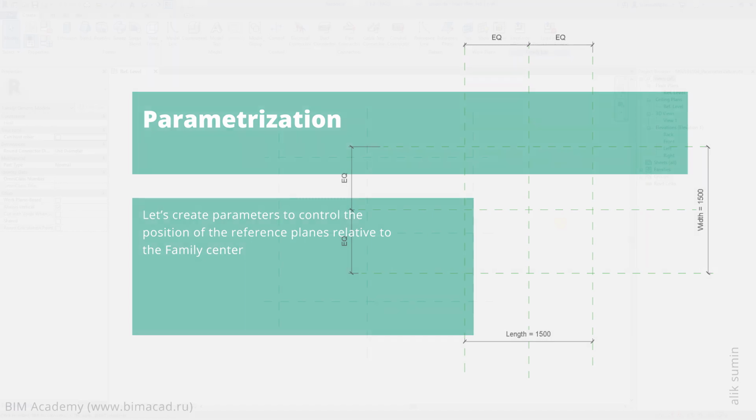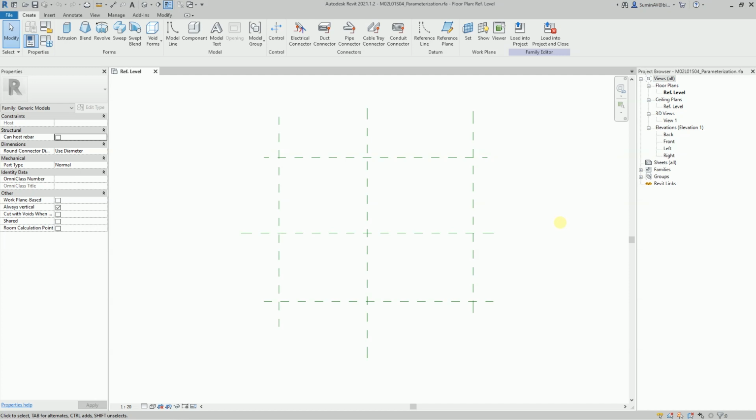The second step in family creation is parameterization. At this stage, the geometric characteristics of the created family are determined. This operation is carried out through dimensioning. Then the parameter is created, and the link between that parameter and the size, determining one or another dimension of our family, is set up.